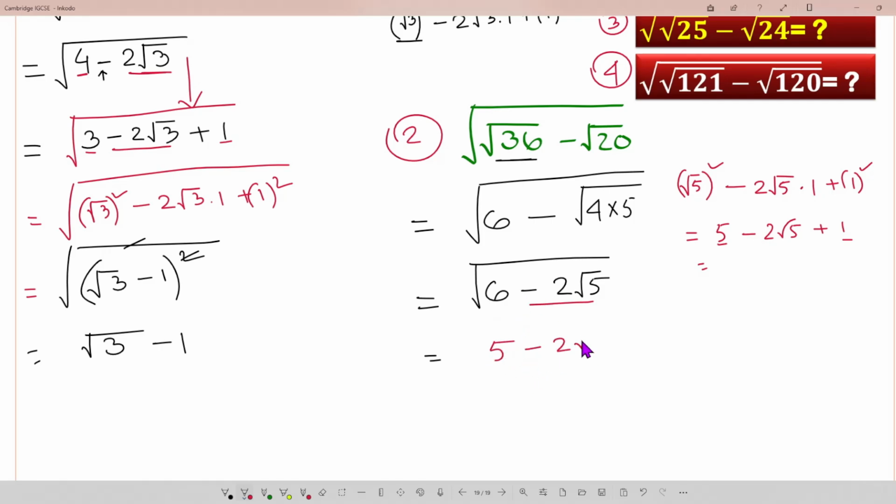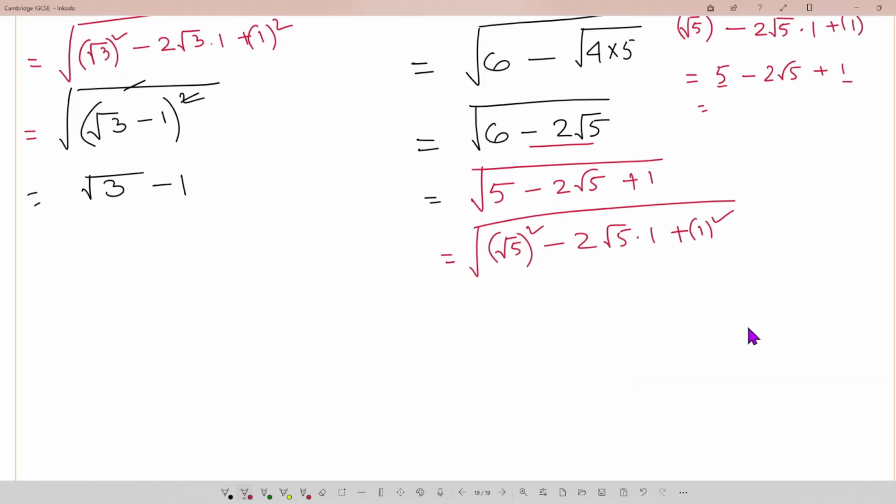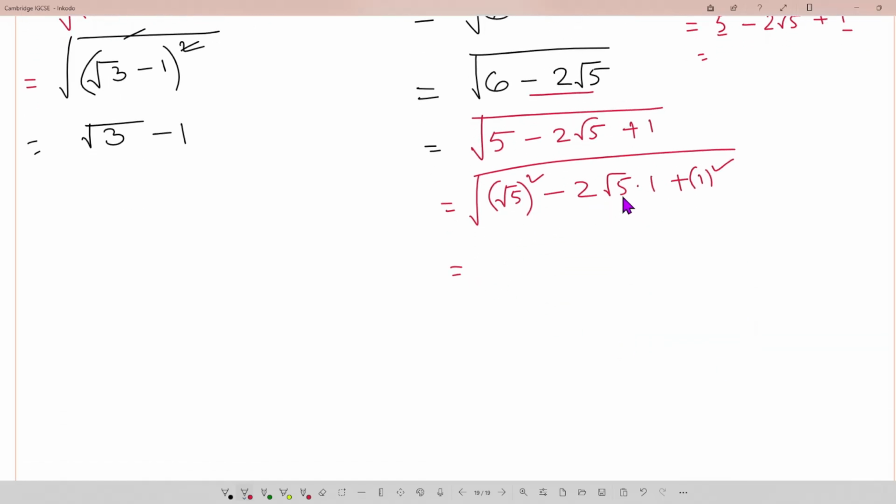So we can separate this: 5 minus 2 root 5 plus 1, under root. Now look, root 5 square, minus 2ab, 2 times a, which is root 5, times b, which is 1, plus 1 square, then root. Okay, now look, a square minus 2ab plus b square is a minus b whole square, root 5 minus 1 whole square, and here is a root. Now this root and this square cancel out, our answer will be root 5 minus 1. Very simple.